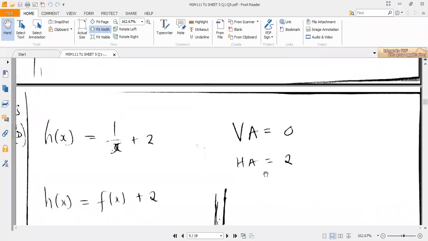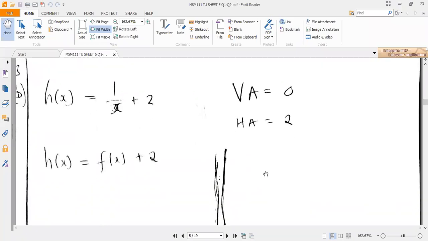Okay, so the same concept here. When you look at this one here, isn't it? This function has no vertical asymptote, right? But it has a horizontal asymptote, which will take place at 2. Because here we have something like 1 over x plus 2, right? You know how to find the vertical asymptote of this function, isn't it?